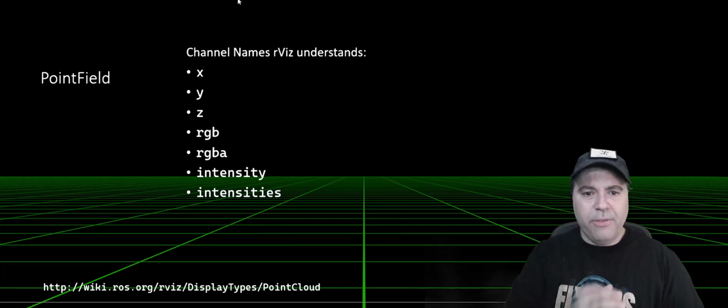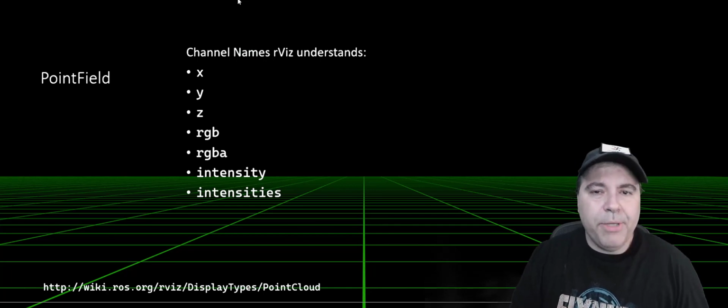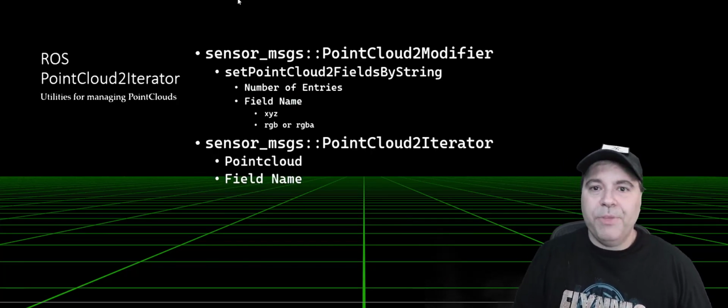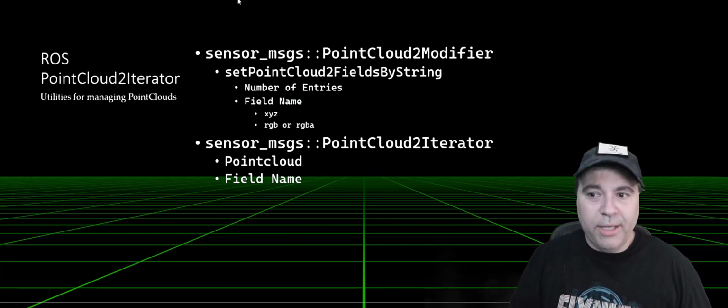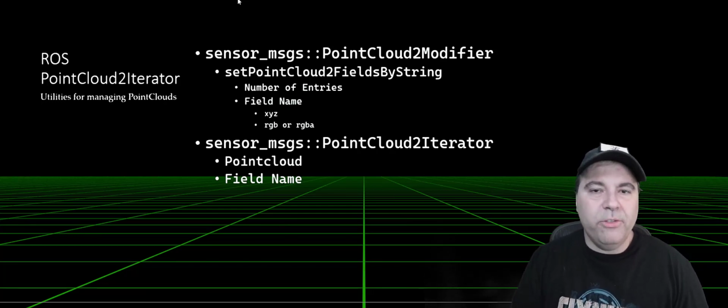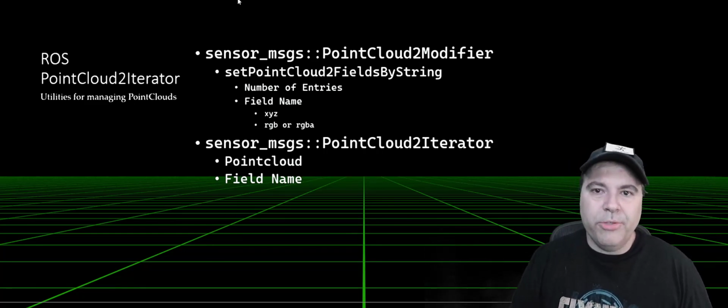Okay, so now that we know how this is supposed to be laid out, how do we actually create one and manipulate it? Well, there are two libraries that we're going to be talking about. The first is the PointCloud2 iterator. This is actually a utility that's in ROS for manipulating point clouds. You create a modifier on your point cloud, you tell it what fields you have, and then you create an iterator on that modifier that allows you to iterate through the array. And this is what we're using in this ROS node.